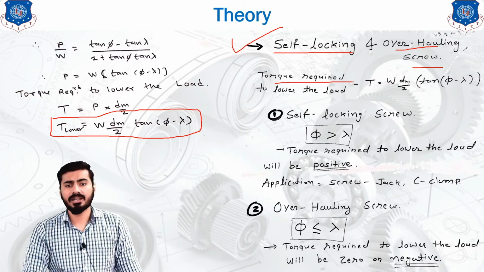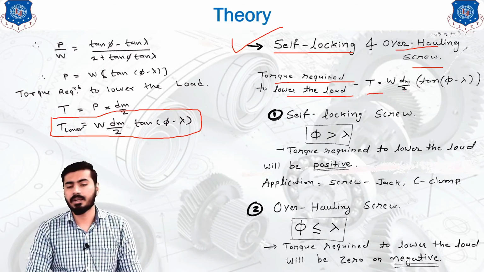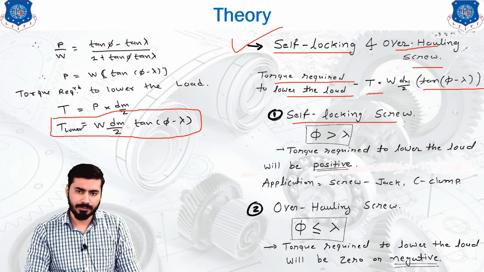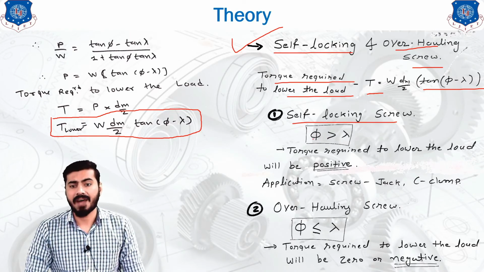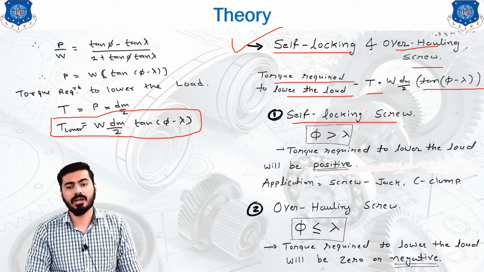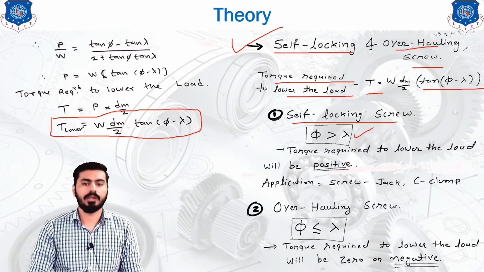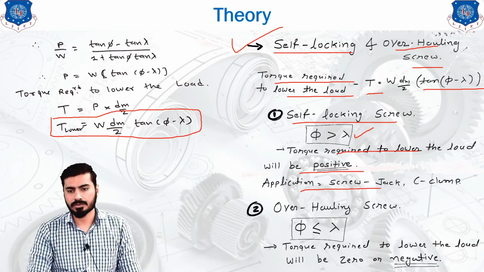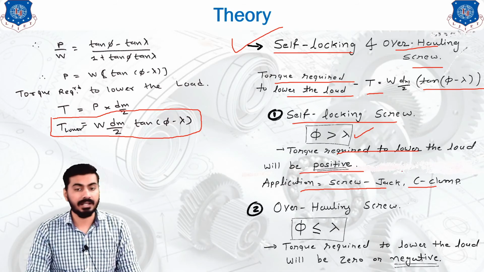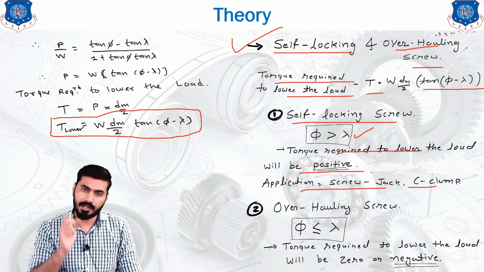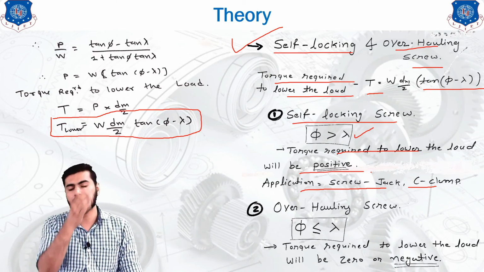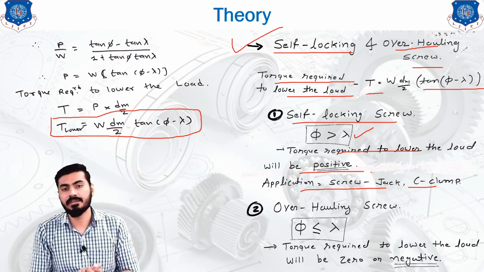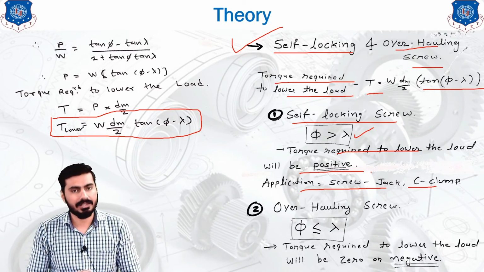That is, the torque required to lower the load is T equals W dm by 2 into tan(phi minus lambda). So if the screw is in a self-locking condition, then phi, that is the friction angle, must be greater than the lead angle. So the torque required to lower the load will be positive. The application of the screw jack and the C clamp works based on this condition. Whenever you rotate the screw in a vertical direction to lift the load, it will lock itself at the position wherever you leave it.